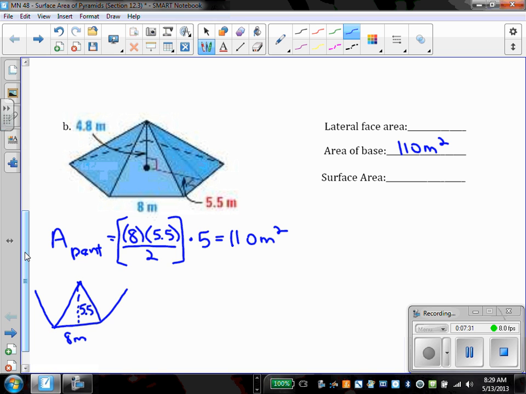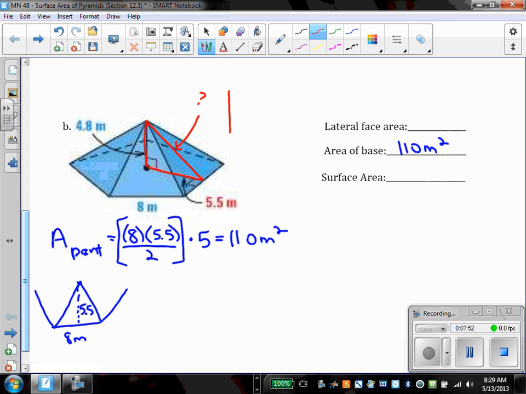The lateral face is a triangle. Now again, we have to keep an eye on this. We have that this right here is 5.5. We have this right here, which is 4.8. What we don't have is the slant height, which is really important. This is what we need to find.